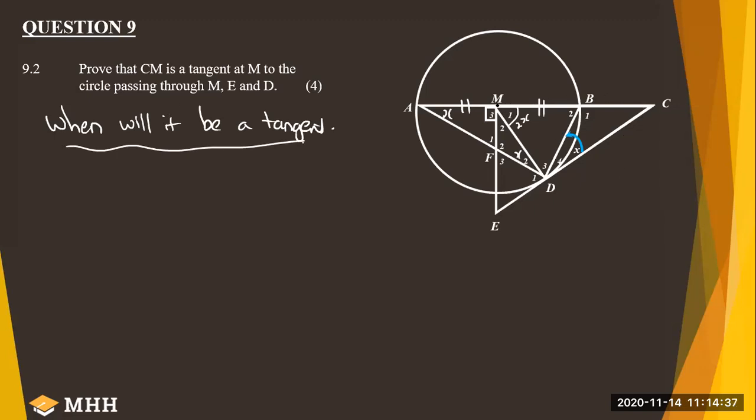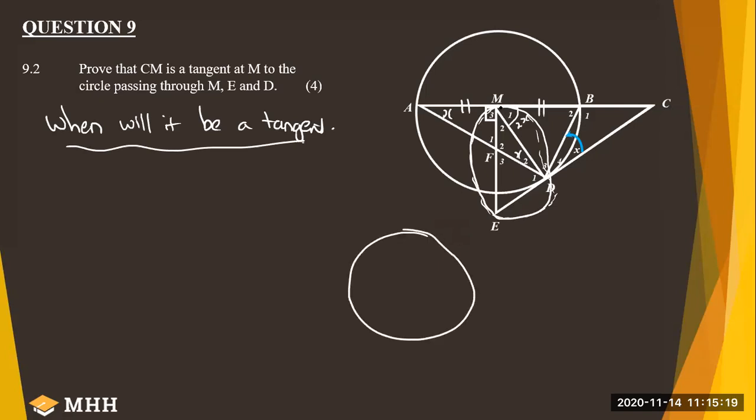Prove that CM is a tangent at M to the circle passing through M, E, and D. I've had it in the past where pupils will sometimes treat this as if it's now a circle. Okay, M, E, and D. So this is now going to be the invisible circle, and I must try and prove that CM is a tangent at M.